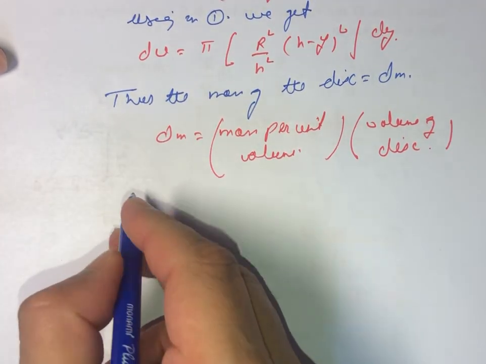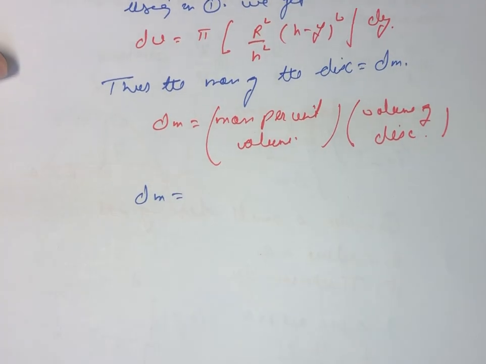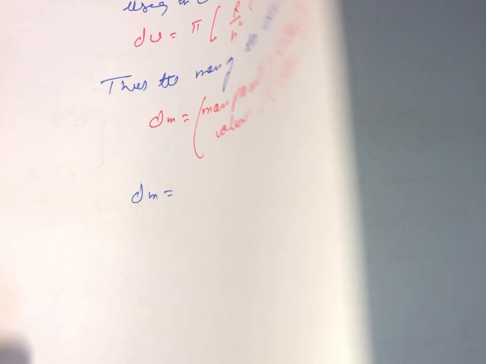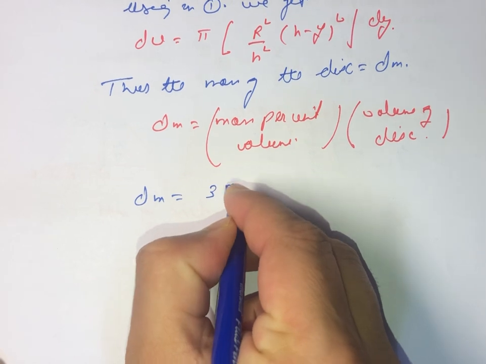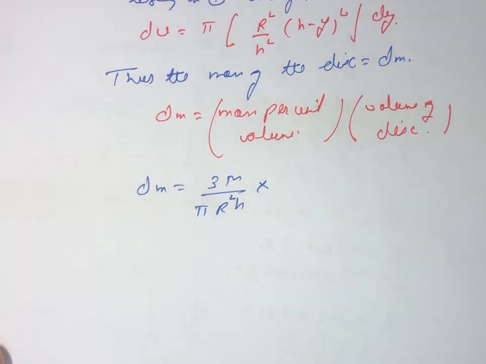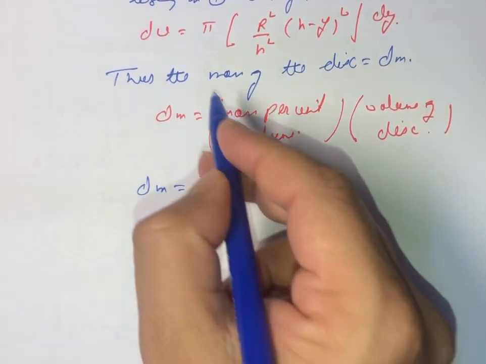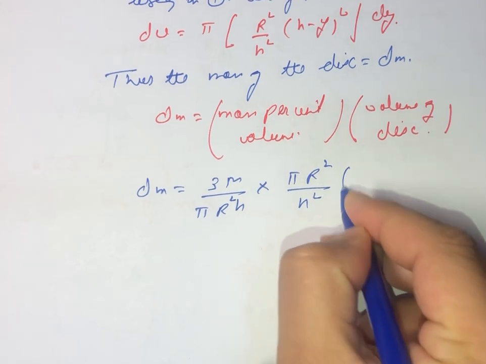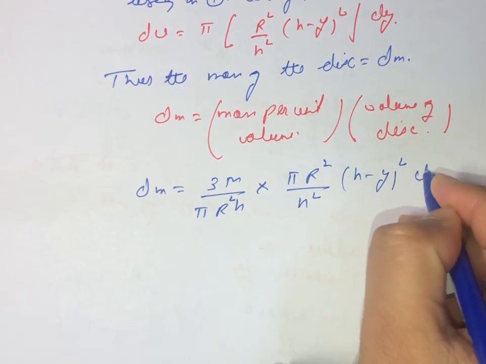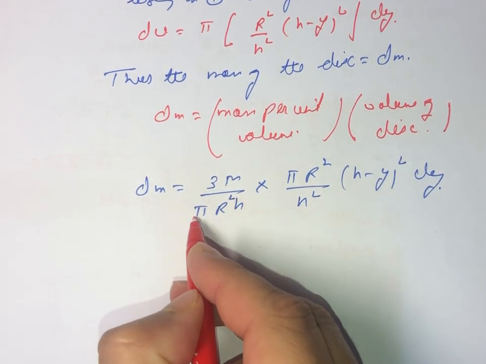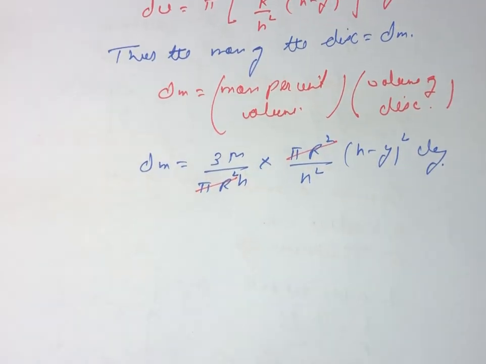So we get dm is equal to mass per unit volume, which is 3m divided by pi r square h, times the volume of the disk, that is dV, which is pi r square divided by h square, h minus y whole square dy. Pi r square and pi r square cancel out.